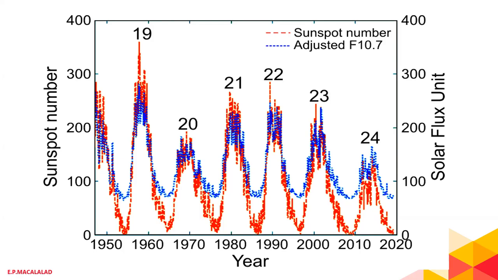F10.7 radio emissions originate high in the chromosphere and low in the corona. This index correlates well with the sunspot number as shown in the figure. So while this solar radio flux is in the radio frequency in the electromagnetic spectrum, sunspot number correlates very well with ultraviolet regions. Okay, so that means that the more active the sun is, the more radio waves it emits, and the more UV radiation it emits. And of course, naturally, it also emits more visible solar radiance. Okay.